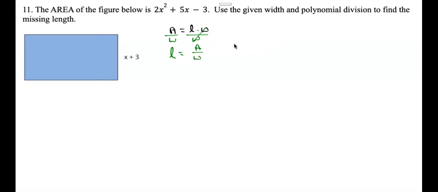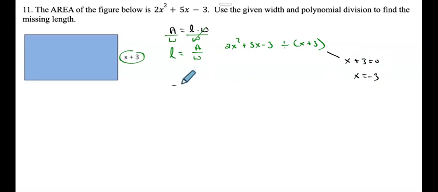So in this case, your area is 2x squared plus 5x minus 3, and you're dividing this by your width here, which is x plus 3, which then just turns into quick and easy synthetic division. So remember, when does x plus 3 equal 0? When x equals negative 3, so I'm going to use negative 3 for my synthetic division. 2, 5, and negative 3 here.